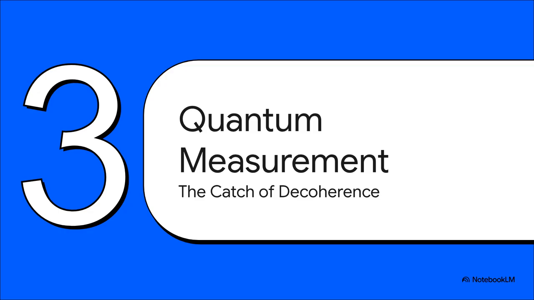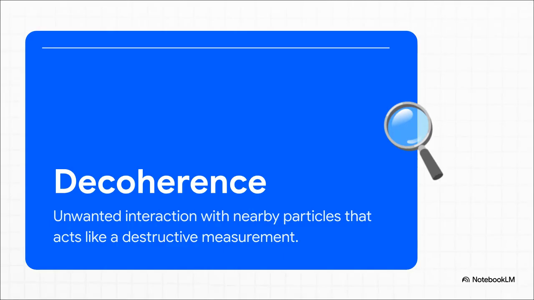Section 3. Quantum measurement, the catch of decoherence. Storing data that compactly sounds like an absolute cheat code for reality, right? Well, there's a catch. This is where the weirdness of quantum mechanics brutally meets reality. The crucial point here is that we can't just peek at all 46 of those spreadsheets whenever we feel like it. In quantum mechanics, any observation, even the slightest peek at our system, is essentially a destructive measurement.